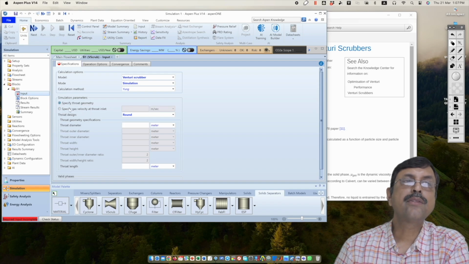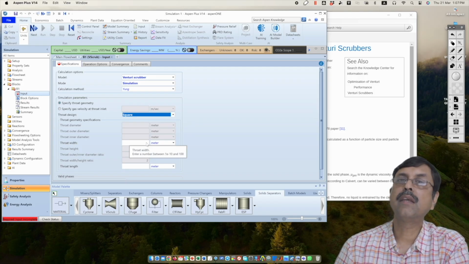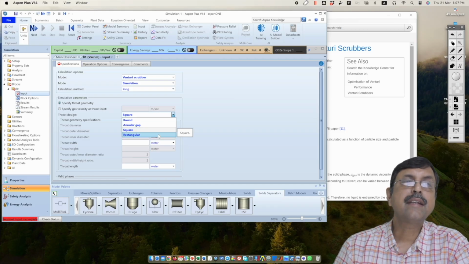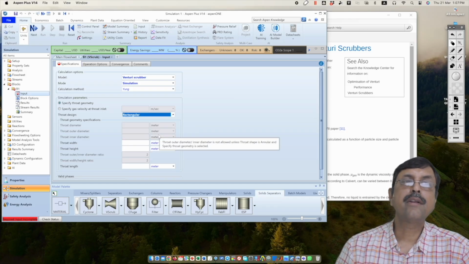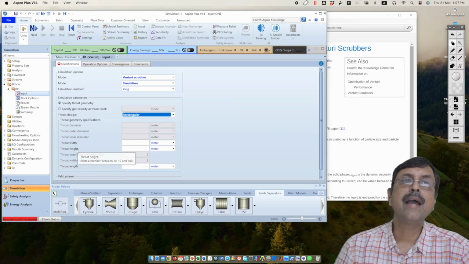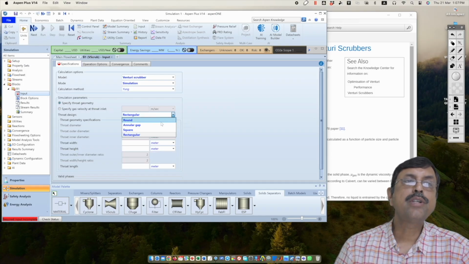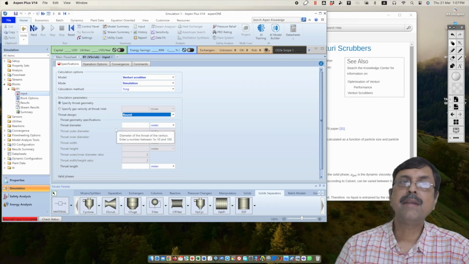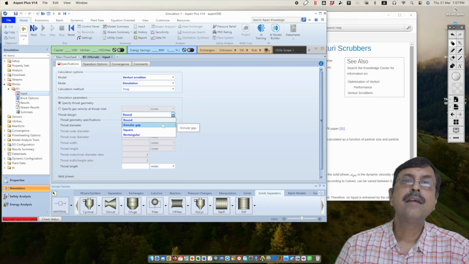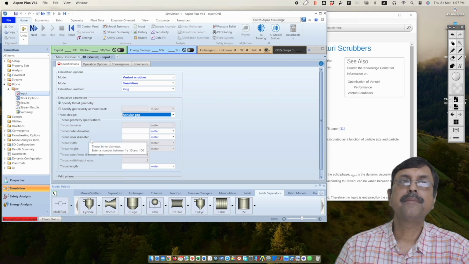If you specify the throat geometry, you have to tell whether the throat is round shaped, or square shaped, or an annular gap, or rectangular. If it is square shaped, obviously only the throat width has to be given. It is just square. If it is rectangular, then the two sides are not the same, so you have to give the throat width and height. If it is round shaped, then you have to give the throat diameter, and if it is annular, then you have to give two diameters, the throat outer diameter and throat inner diameter.